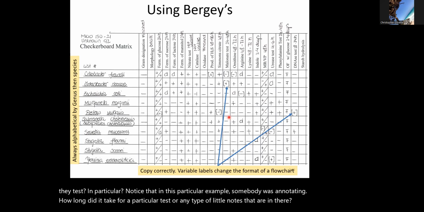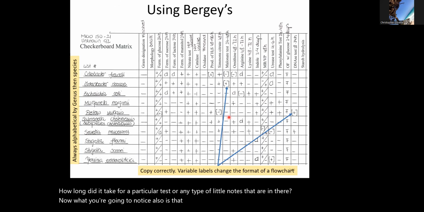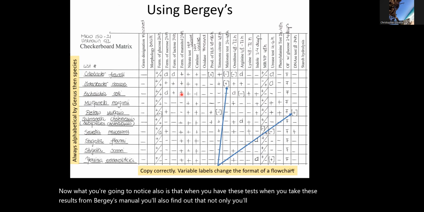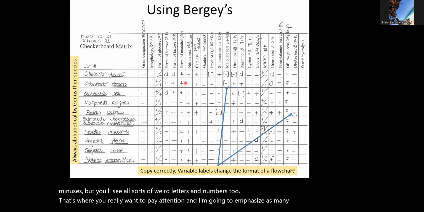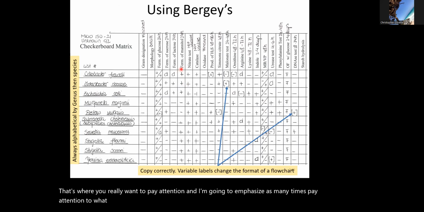Now, what you're going to notice also is that when you take these results from Bergey's Manual, you'll find not just pluses and minuses, but all sorts of weird letters and numbers too. And that's where you really want to pay attention. I'm going to emphasize this many times: pay attention to what you copy. Specifically, those pluses and minuses are really what you want.